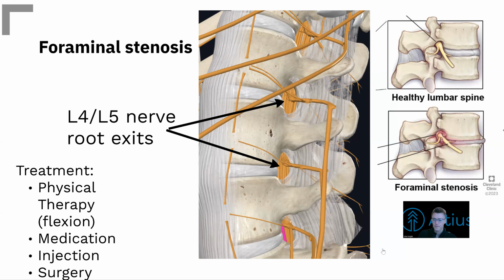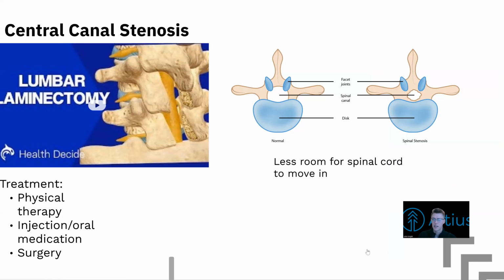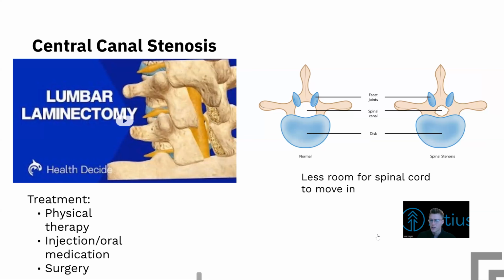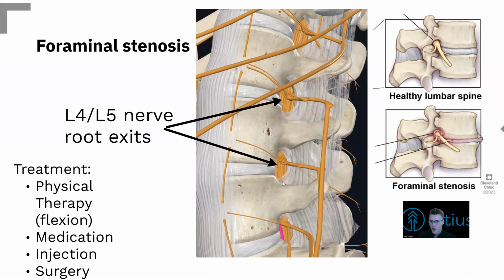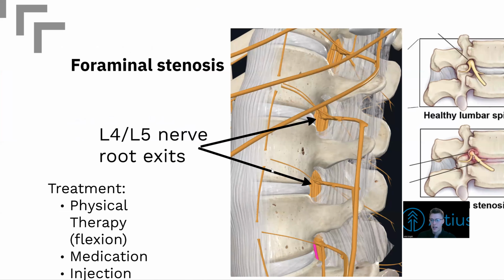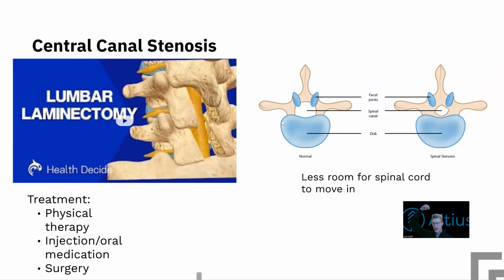Okay. The next type of stenosis that we have is called central canal stenosis. So before we were looking at the spine from the side, now we're going to look at the spine from the top down. So if I had a camera on the top of my head and I was looking down through my spine, this is what I would see at each of the vertebral levels, okay? We have this big hole right behind my vertebral body. This is my spinal canal. This is where my spinal cord sits and lives, okay?